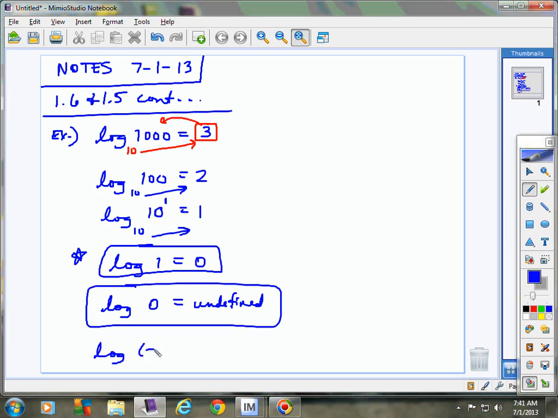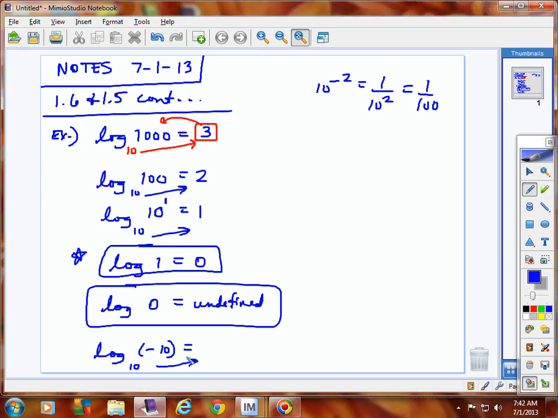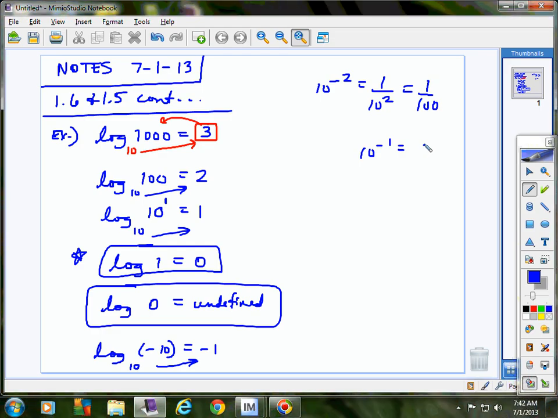What about log of, say, negative 10? Any negative number. Even if we raise 10 to a negative exponent, that's not going to give me a negative number, is it? This base raised to a negative power, we'll just put it on the bottom, but it would stay positive, right? So if I raise 10 to the 0, I get 1. If I raise 10 to something positive, I get something positive. If I raise 10 to something negative, that's not negative 10, is it? 10 to the negative 1 is what? 1/10, right? So the log of something negative is also undefined.